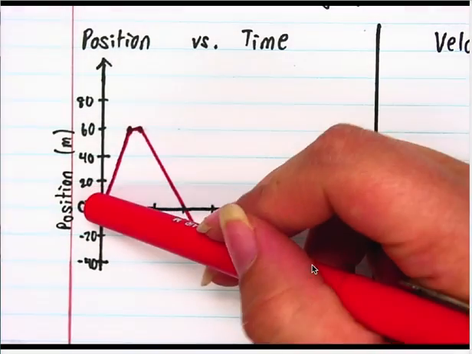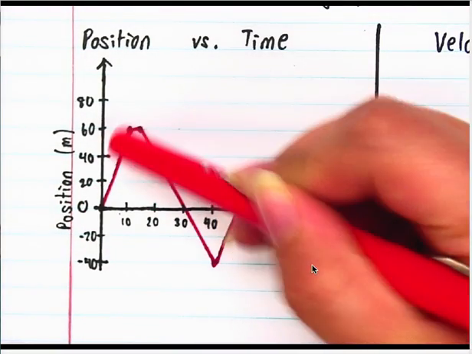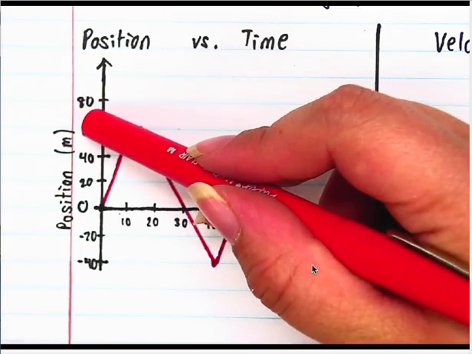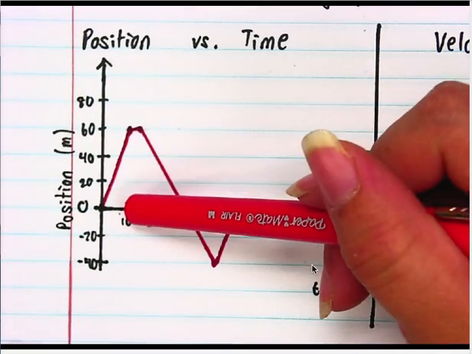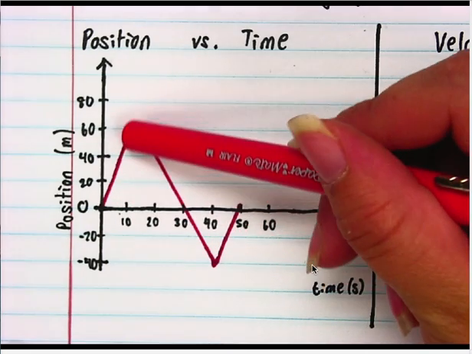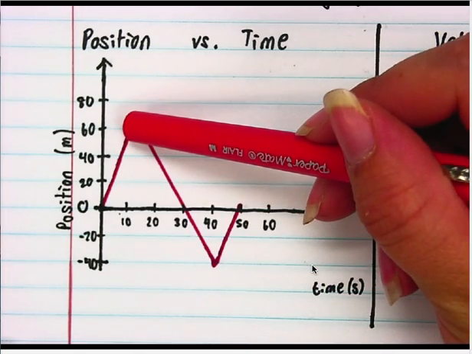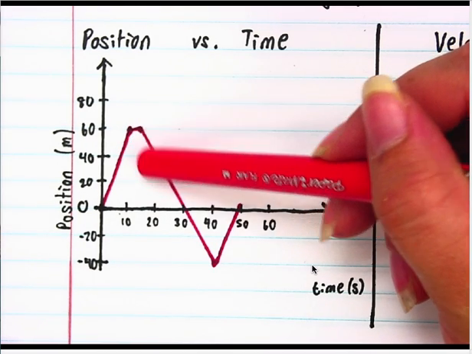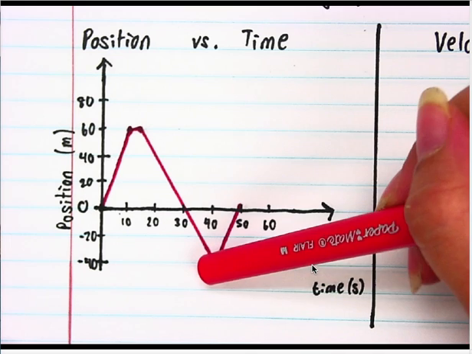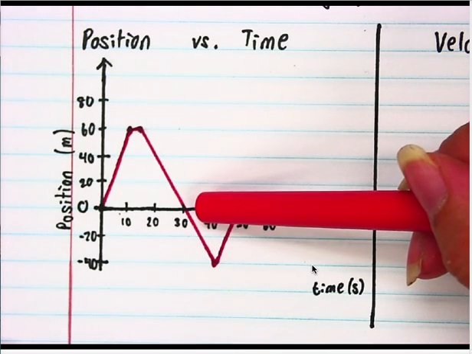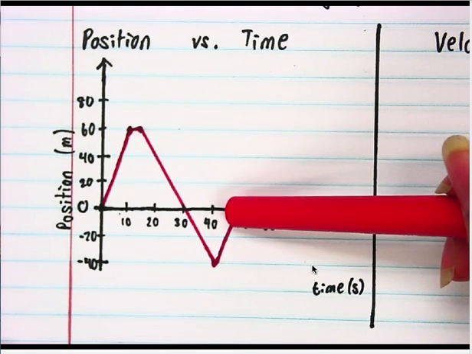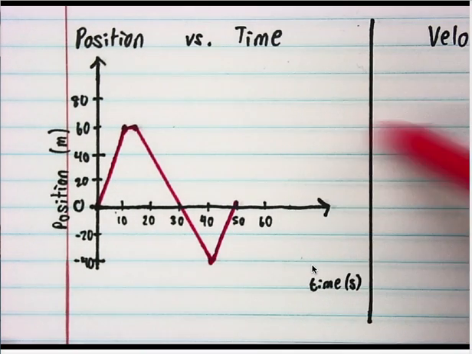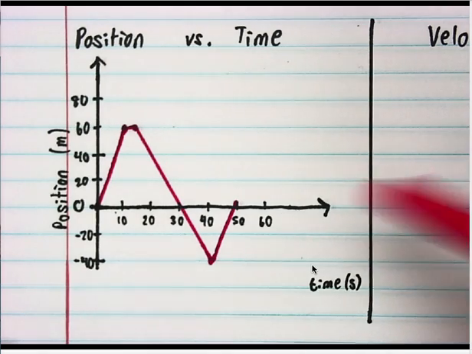Okay, so from 0 to 10, its position changes constantly. At 10 seconds, it is 60 meters away. It stops for about, looks like it's right in between 10 and 20. So for about 5 seconds, it is stopped. Then it starts traveling backwards. It travels all the way down to negative 40 at 40 seconds and then goes back up to where it started.